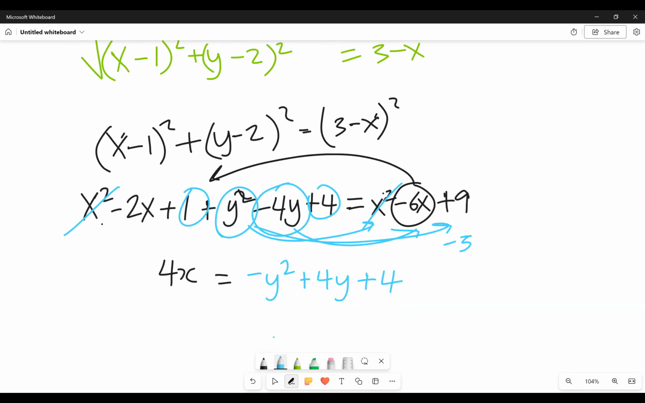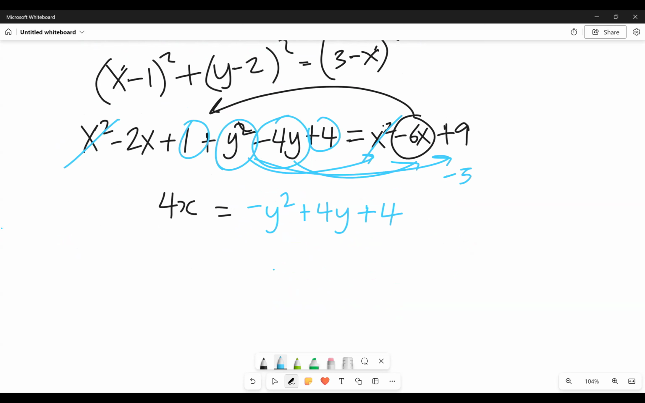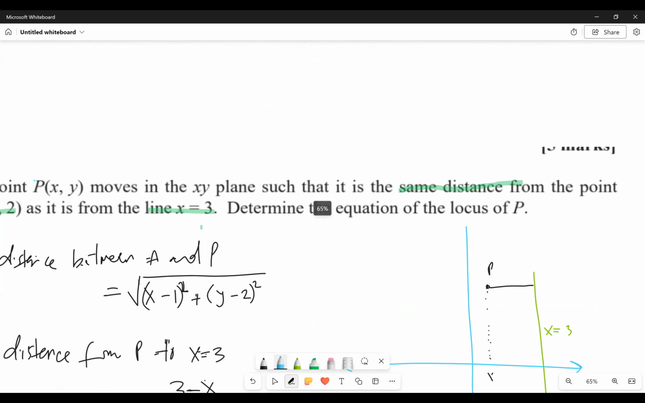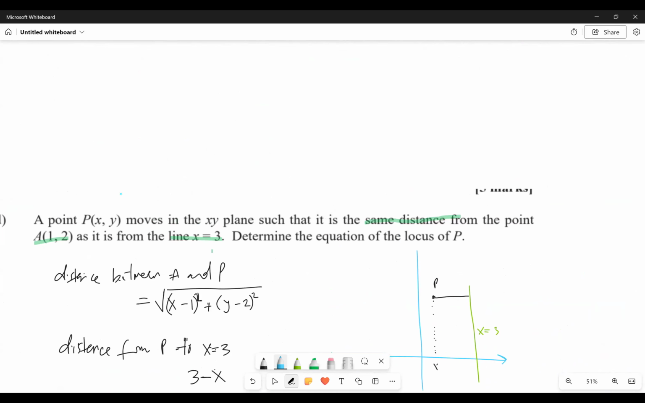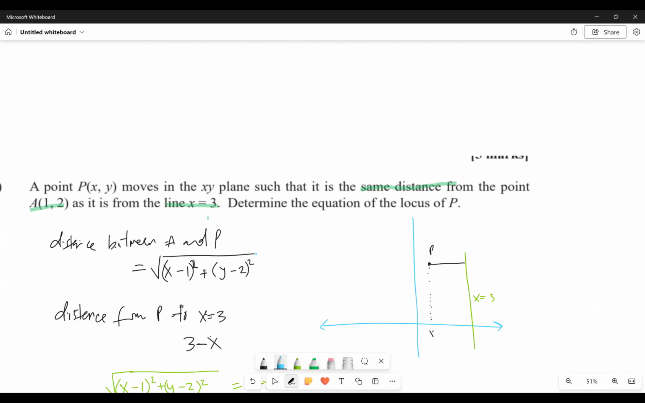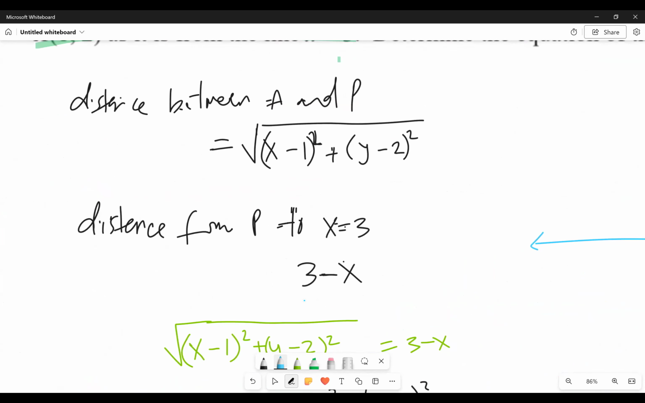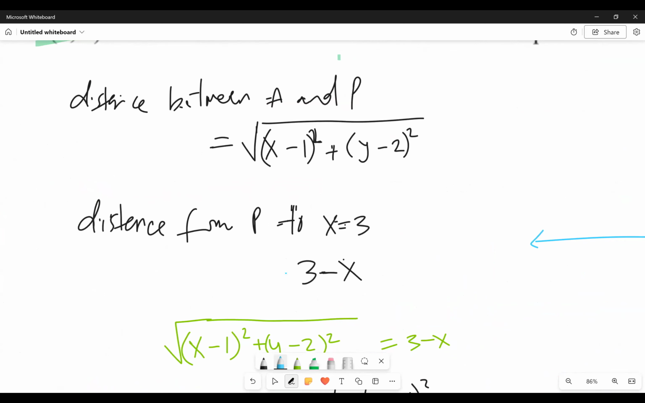So the equation is this. I would also say x is equal to negative 1/4 y² plus y plus 1. So look at that, ready? What I'm saying is that the question from the beginning said it's the same distance from A as it is from the line x equals 3. So you have two things: the distance from A and the distance from P, and you're going to just equate them.